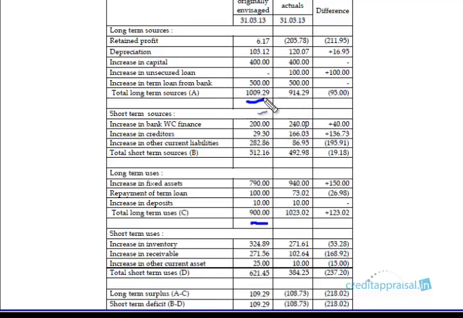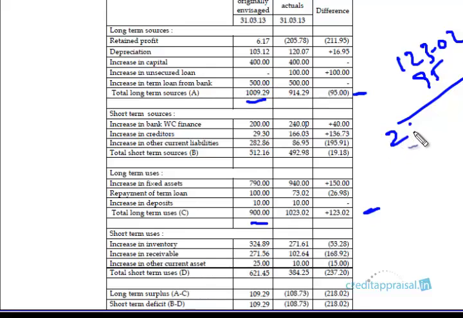The long-term sources did not match up. There was a shortfall. Okay, it was not 1009, it was only 914. There was a shortfall of 95. The long-term uses, however, increased by 123 lakhs. Originally they thought it will be 9 crores, but there was a cost escalation here, on the gross block. So it has increased by 123. So not only was there a shortfall on the long-term sources, there's also an additional cost on the long-term uses. So there's a double blow here. The double blow is to the extent of 123.02 plus 95. So it is 218.02.